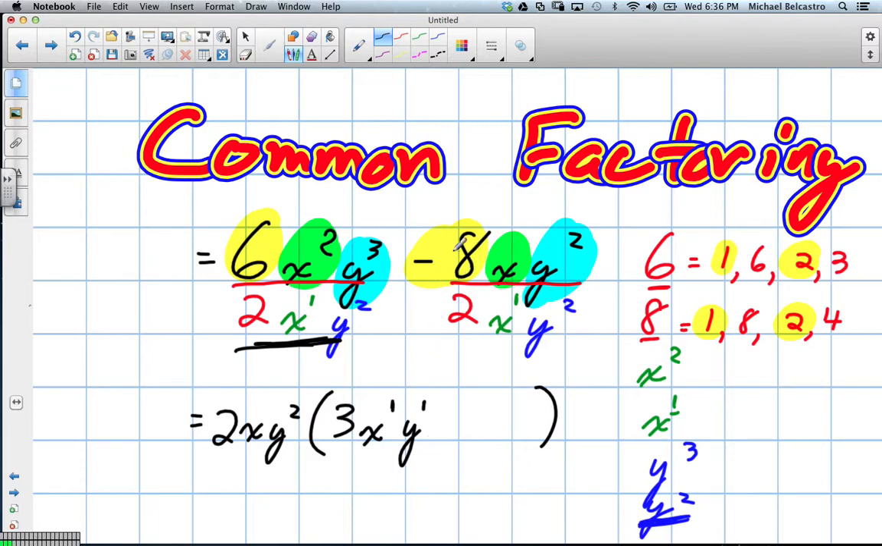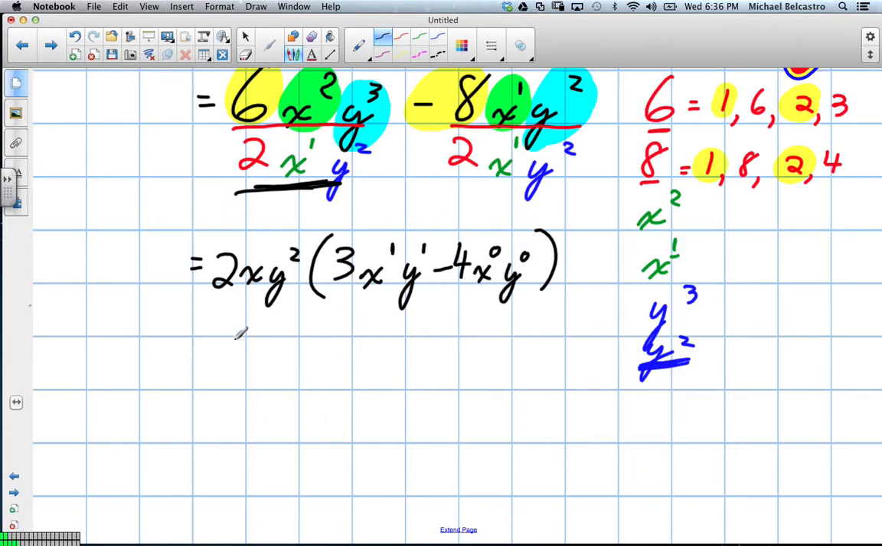Now, -8 divided by 2 will give us -4. This is technically to the power of 1. So we have x, and what's 1 subtract 1? 0. And we're going to have a y. What's 2 subtract 2? 0. Okay. Now, I can simplify this a little. I know we got a lot of funny looking exponents here.